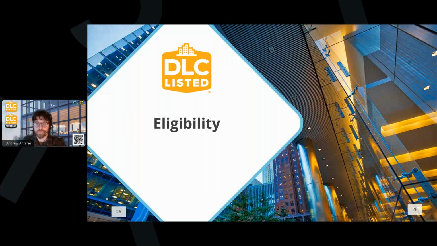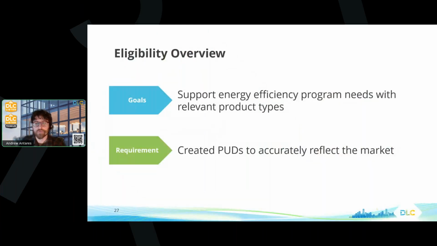So we receive consistent requests for new types of products to be represented on the QPL, and it's our job to make sure that the products on the QPL represent not only what's available in the market, but also that they align with energy efficiency program needs. This can be a balancing act, but you'll see that this update includes both tweaks to existing primary use designations, PUDs for short, and entirely new classes of products.